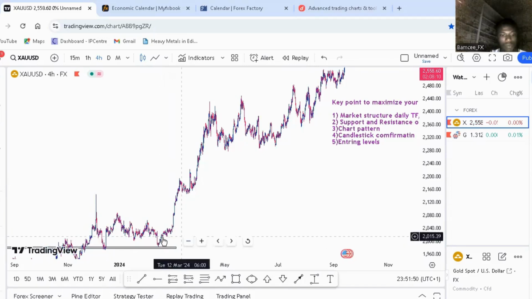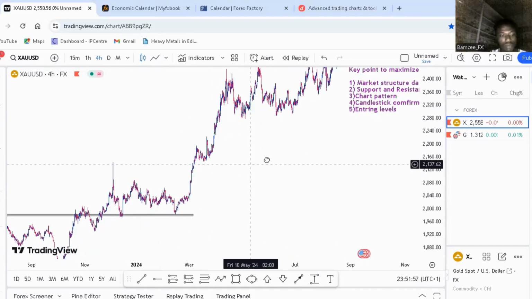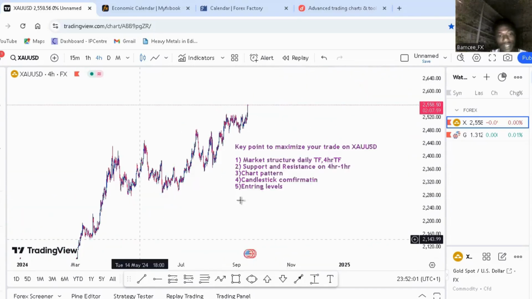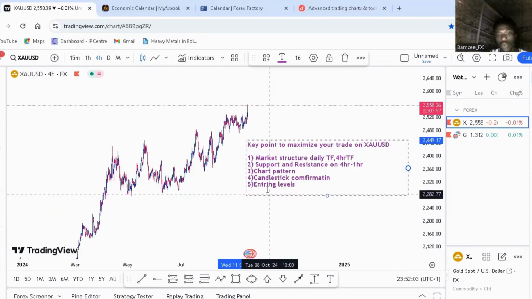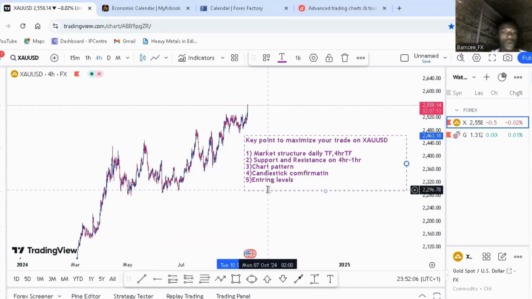Gold has been spiking up throughout this year, and it's crazy, right? That means the market structure for gold is what? Bullish. There's nothing else to look out for.